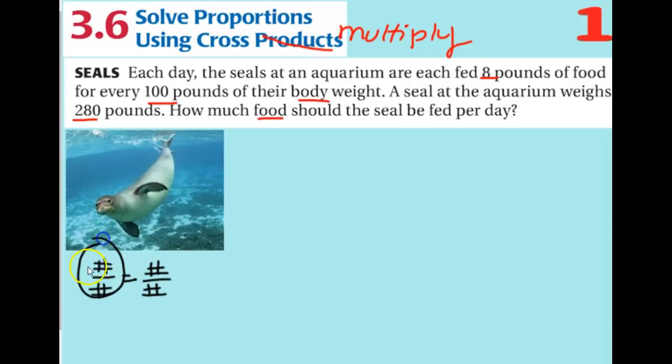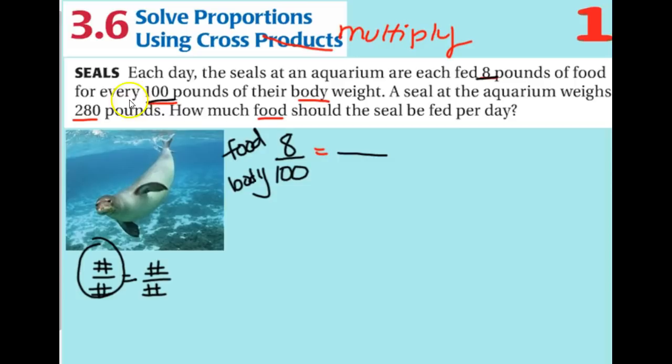So first, the first fraction is our first piece of information that goes together. 8 pounds of food for every 100 pounds of their body weight. So we can write that as 8 over 100. Notice that I have food on the top and their body weight on the bottom. Because when I set up the proportion that's equal to this, I need to keep these units the same. The pounds of food on the top and the body weight on the bottom.